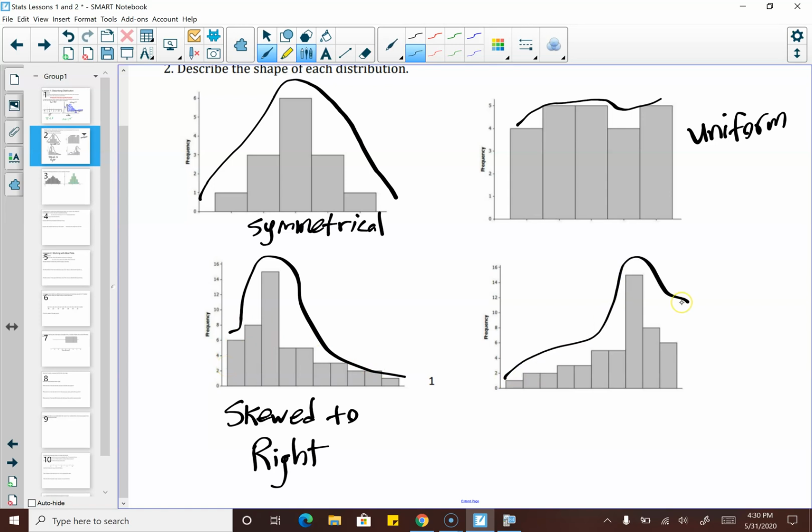Where here, if you see most of our data is on the right-hand side, then it's considered skewed to the left. All right, so it's always skewed in the opposite direction of where most of your data is.